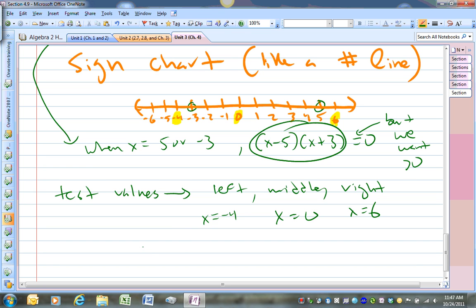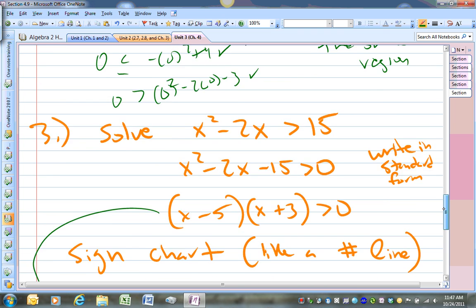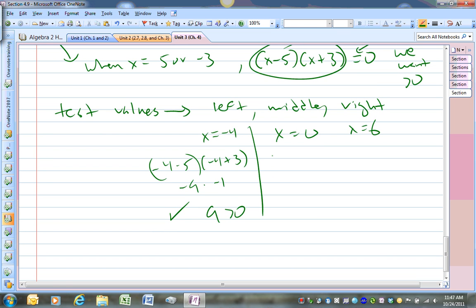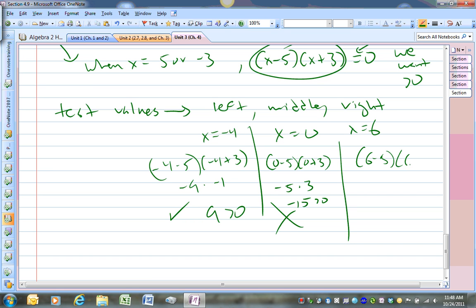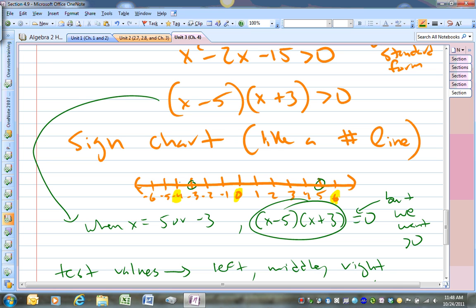So I test x equals negative 4. I have negative 4 minus 5 times negative 4 plus 3, which is negative 9 times negative 1. That's 9. That works, because 9 is greater than 0. If I test the middle, 0 minus 5 times 0 plus 3, negative 5 times 3 is negative 15. No way, because it's not greater than 0. 6 minus 5 times 6 plus 3. Again, that works.